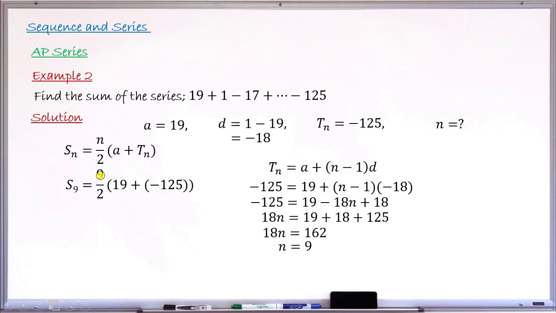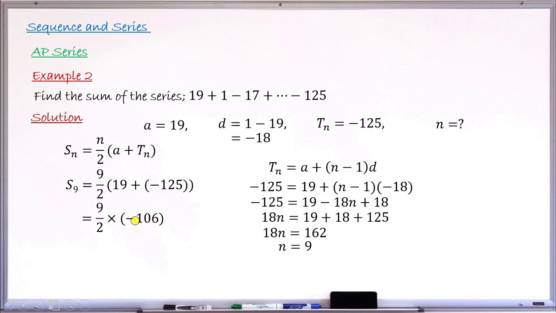S9 will now be equal to n over 2, that is 9 over 2, multiplied by bracket open, inside the bracket is a, which is 19, plus your tn, which is minus 125. Look at it here. So I continue. Plus minus will now change to minus. So you're now going to have 9 over 2 multiplied by 19 minus 125, which gives you minus 106.